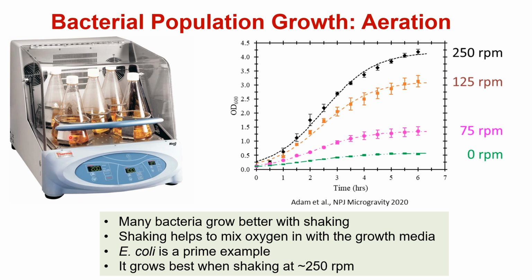And all that's doing is mixing the oxygen into the media. If you look at E. coli, here's a graph for E. coli where we're measuring the optical density, or the absorbance at 600 nanometers, over time.